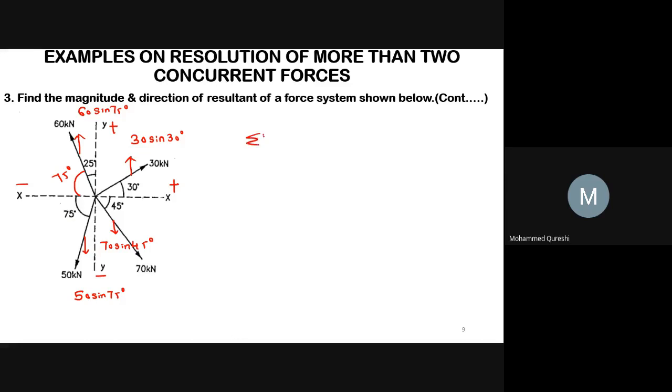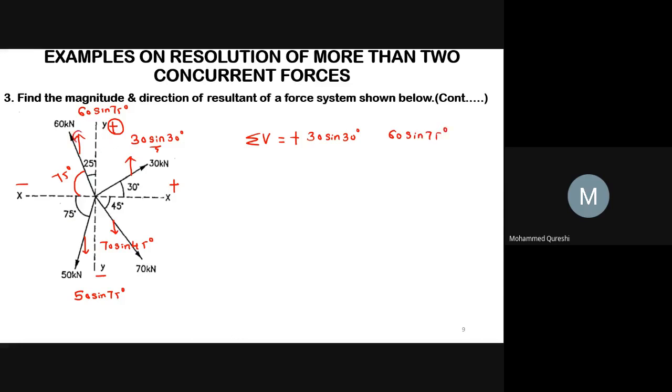So now we will calculate the summation of all the vertical forces. Our first component will be 30 sine 30. It lies in the first quadrant, hence our vertical force is positive, so plus. Then 60 sine 75 degree.